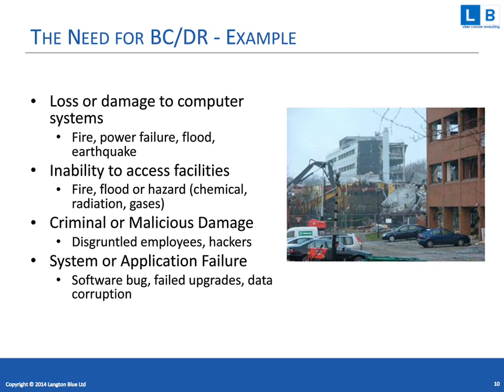So a disaster can be as big as you can see here. Loss of or damage to computer systems happened in that instance, and that could be fire, power failure, flood, earthquake, or, in this instance, an enormous explosion. It isn't just tied to computer systems, of course. It could be the inability to access other features around that, such as your offices where people work, or the head office, for the same sorts of reasons, or flood, or hazards, which could include chemicals, radiation, or gases.